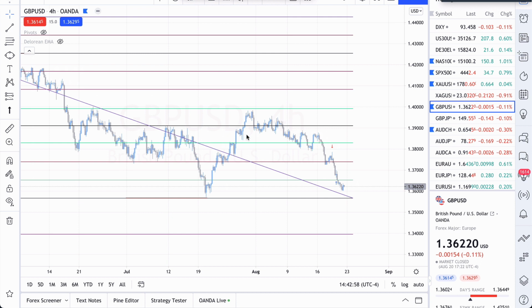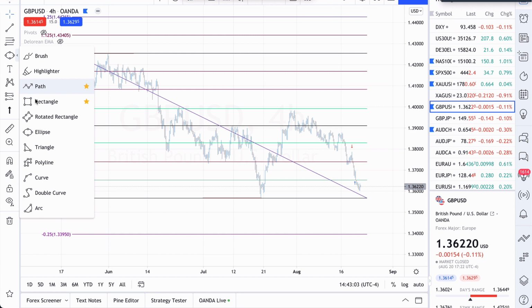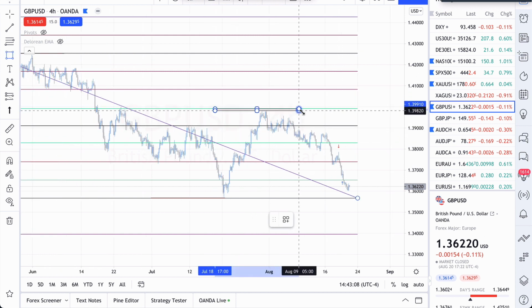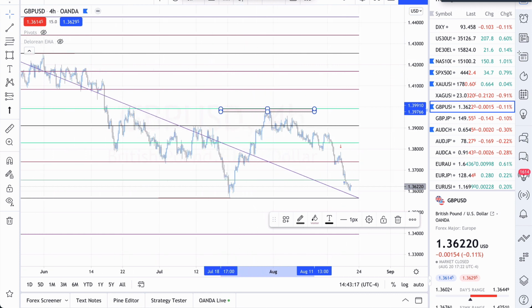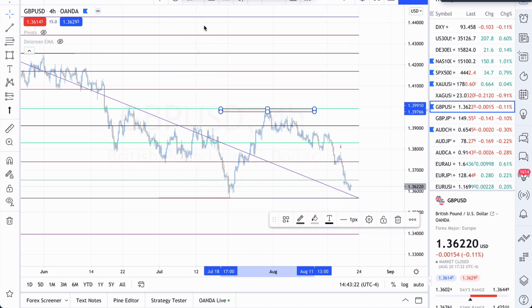Look at where price came back to. This is where price came back to. Look at that. 61.8. Ladies and gentlemen, when you see that, more times than not, you can take that trade. I don't care what you do. You're not going to win every trade. But when you have these conditions, you can be consistent with your results.